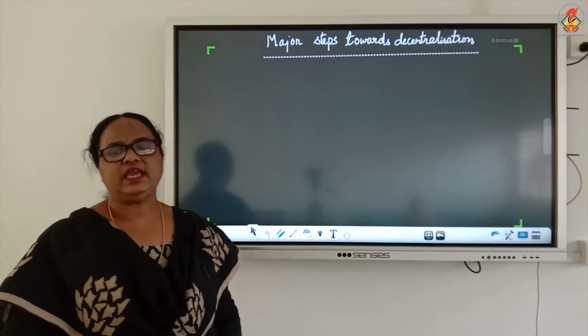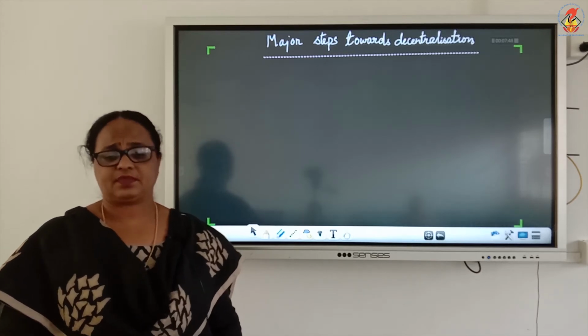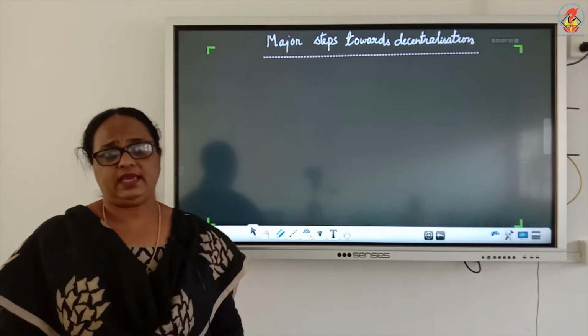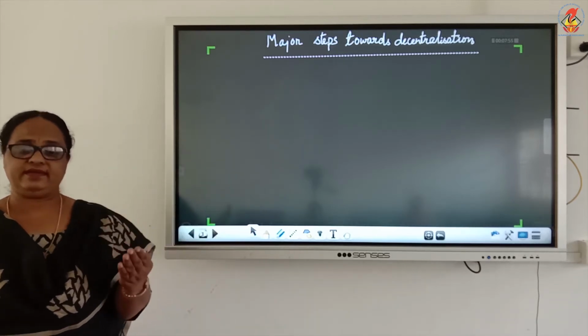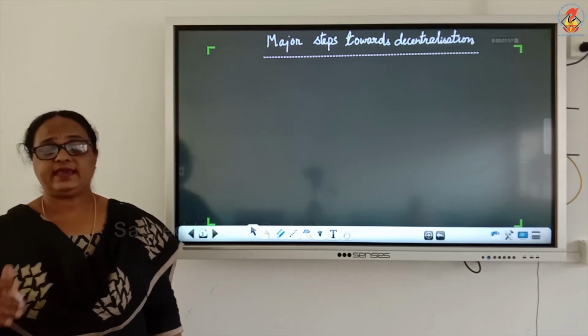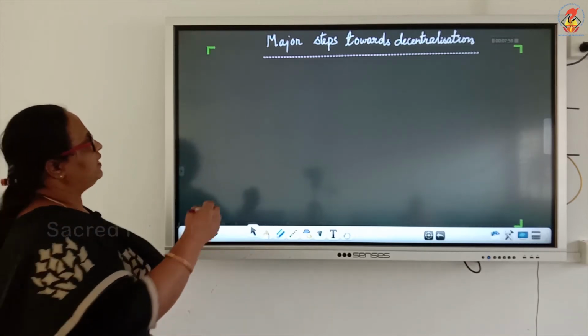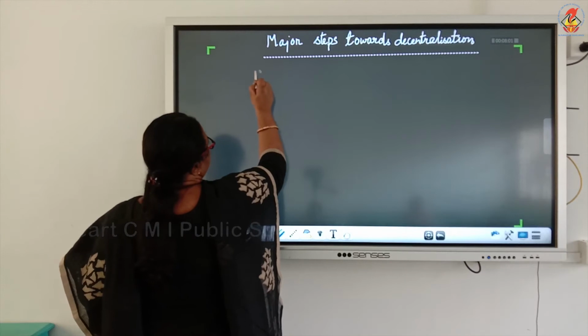And some of the salient features of the act: it is constitutionally mandatory to hold regular elections. Some of the salient features.